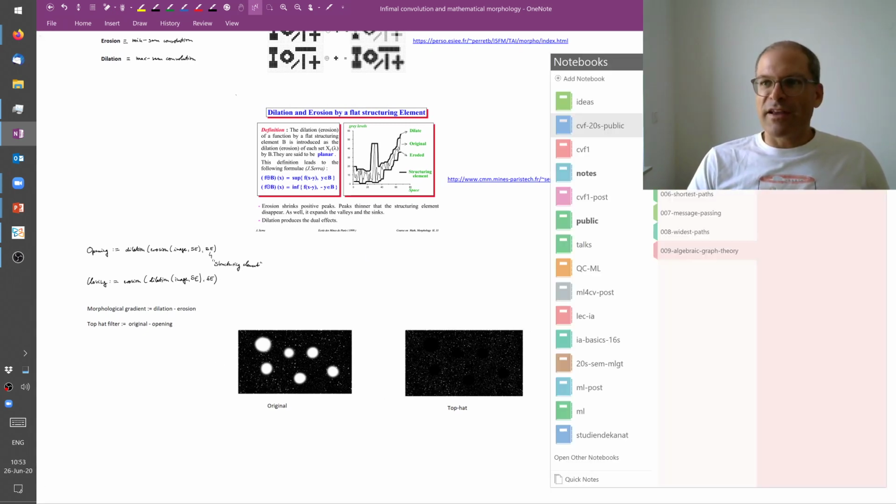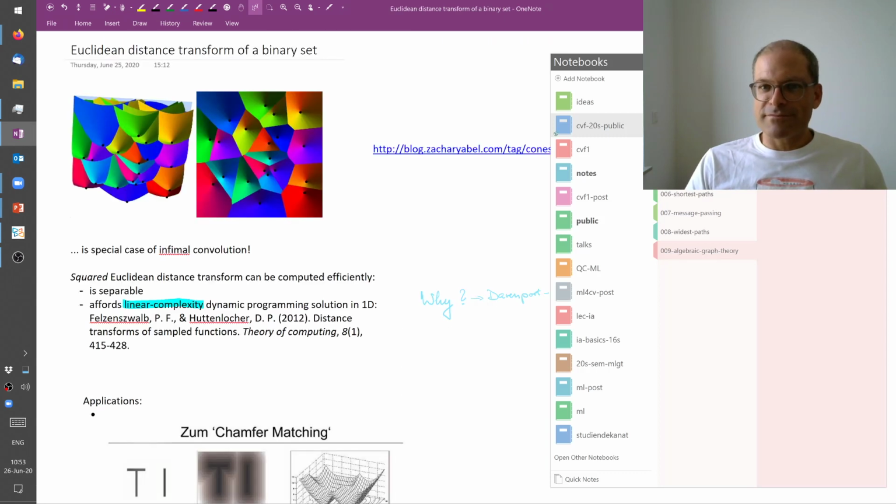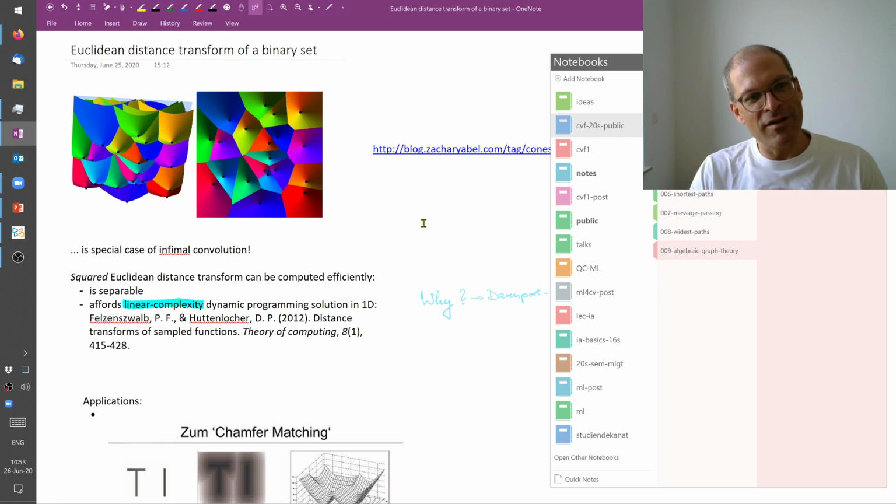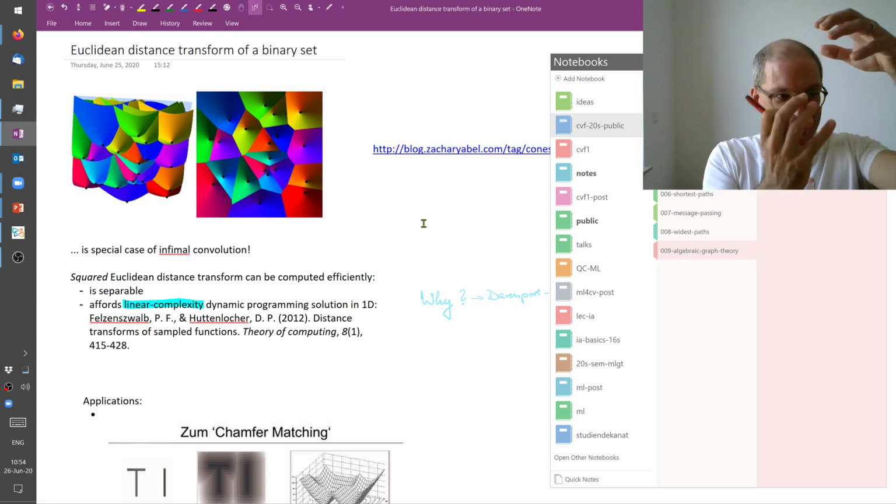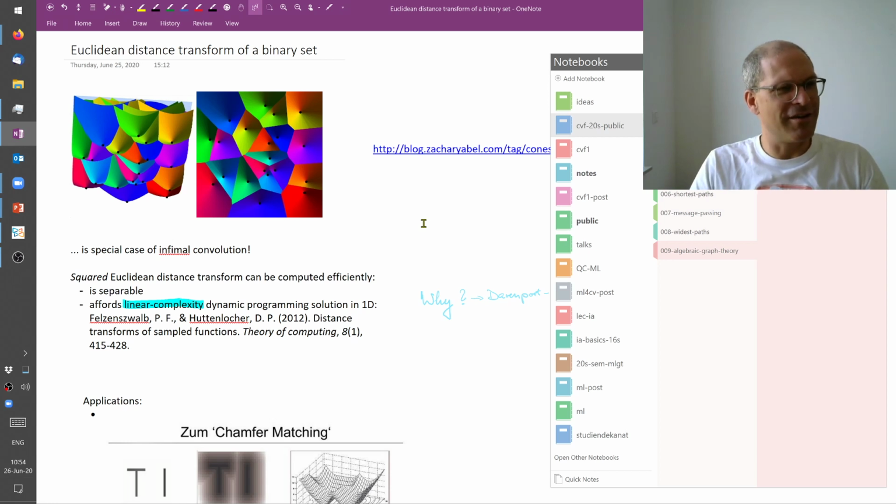Okay, a special case of this. So I started by, you know, saying the algebraic path problem is so general, and then I mentioned the infimal convolution as a special case of this algebraic path problem, and now I'm coming to the distance transform as a special case of the infimal convolution. Okay, so we have this nesting of layers of abstraction to look at different problems here.